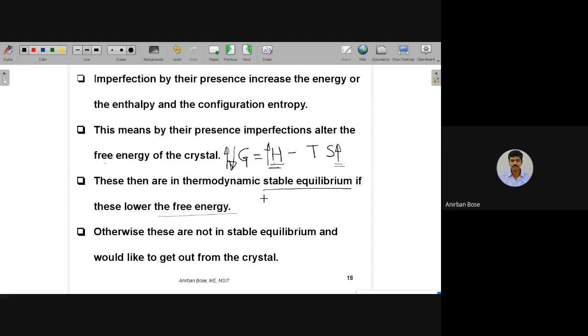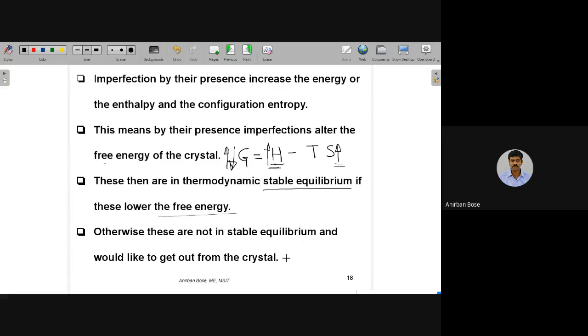And in that case, if impurities are present somehow, and because of that Gibbs free energy increases, whenever they get a chance, they will try to get out of the crystal. Otherwise, these are not in stable equilibrium and would like to get out from the crystal all the time, because they are not in a stable condition.